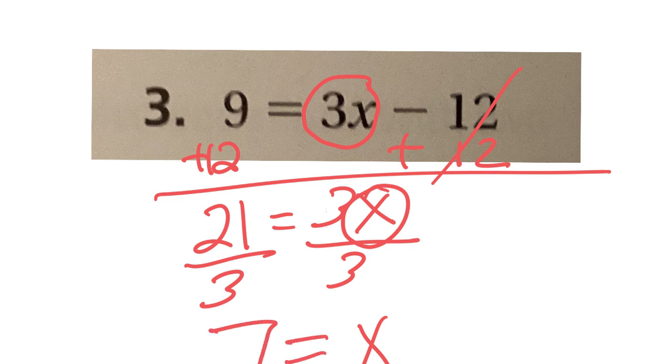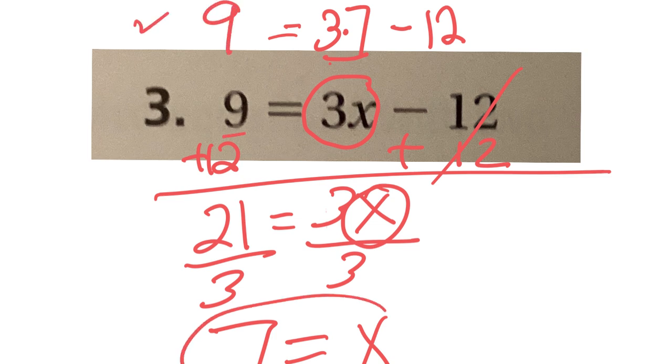Let's see if that works. 3 times 7 minus 12. You do that first, so 21 minus 12. I know that gets me 9, which checks out. So x is 7.